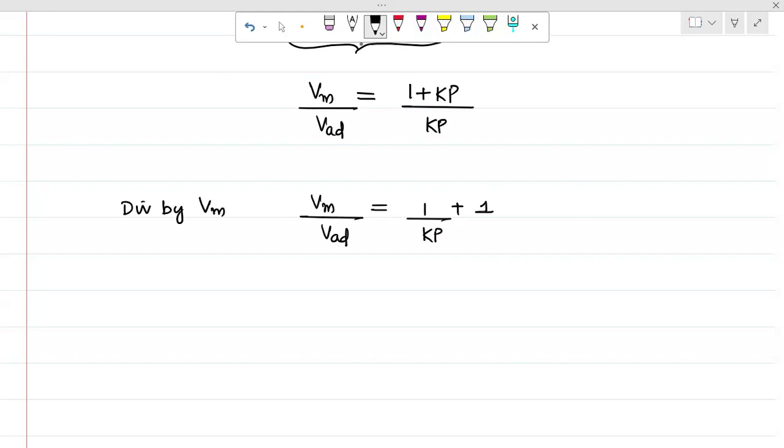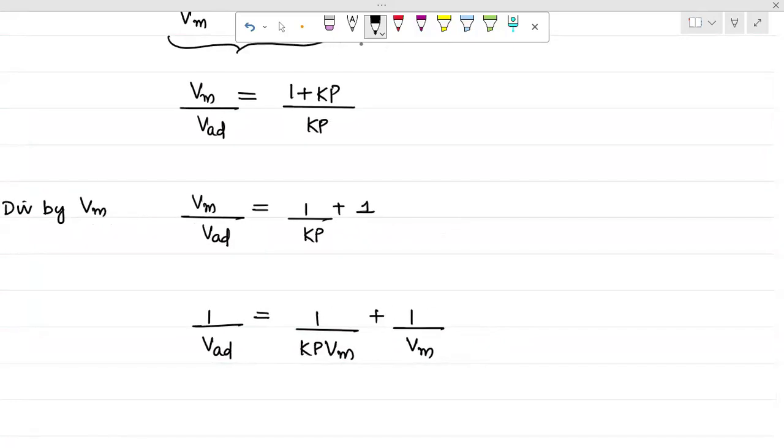See, Vm is going to be a constant because that is the volume which is required to form the monolayer. So then it is going to be 1 by VAD is equal to 1 by KpVm plus 1 by Vm.